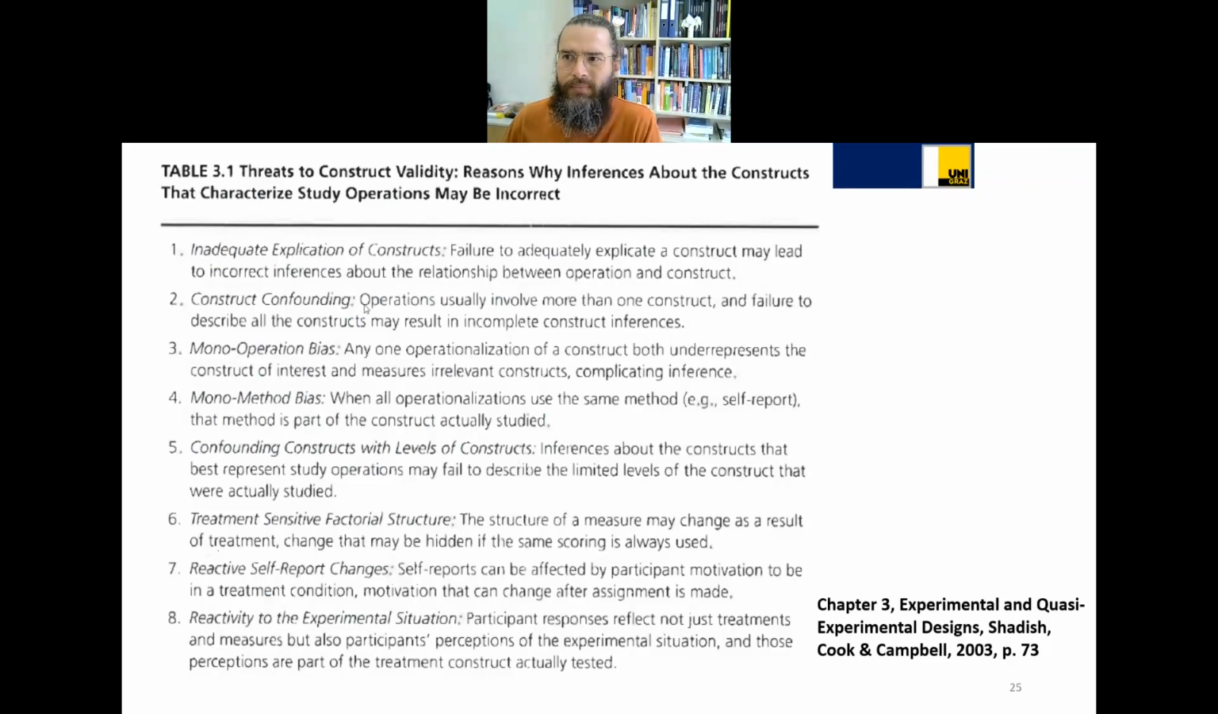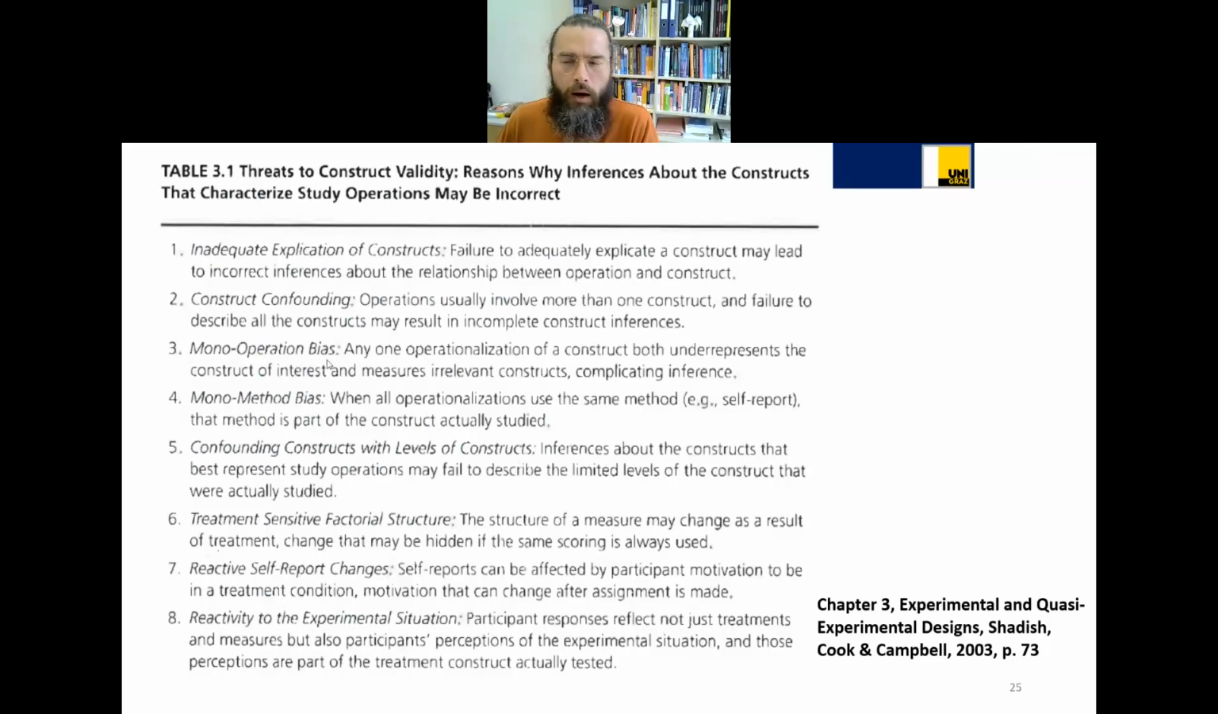Yeah, construct confounding. When some measurements you choose are equally good to measure one and another construct, then it's impossible, based on your empirical data, to distinguish between them. So your decision to interpret that as one construct and not another is not grounded in empirical data, and this is not a good thing. So it reduces the straightforwardness of interpretation.